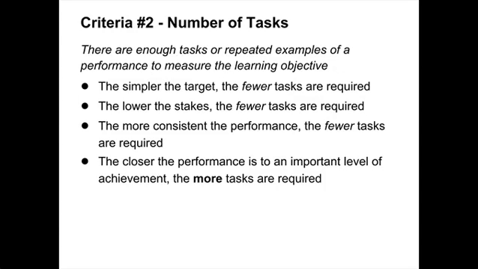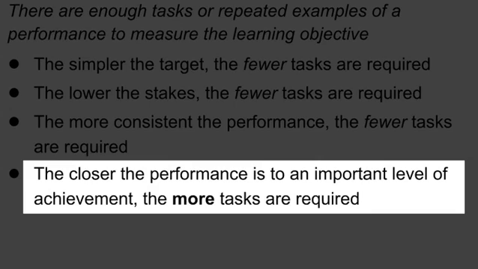The second criteria for a quality task is the number of tasks. How many times do students need to do this? And the key thing here is the closer the performance is to an important level of achievement, the more tasks are required. So if you have an idea that students are close to being proficient, you probably need more measures or more tasks in order to make that decision.